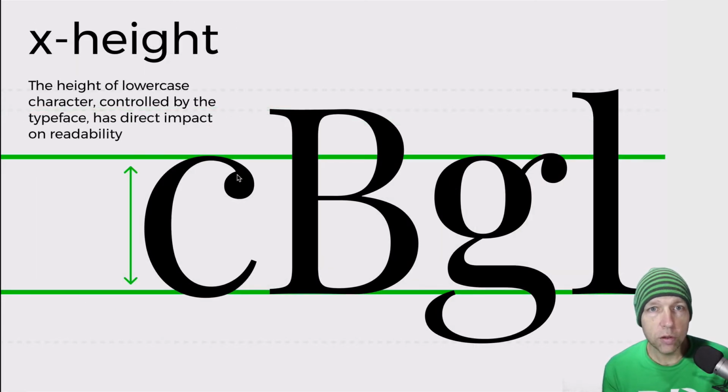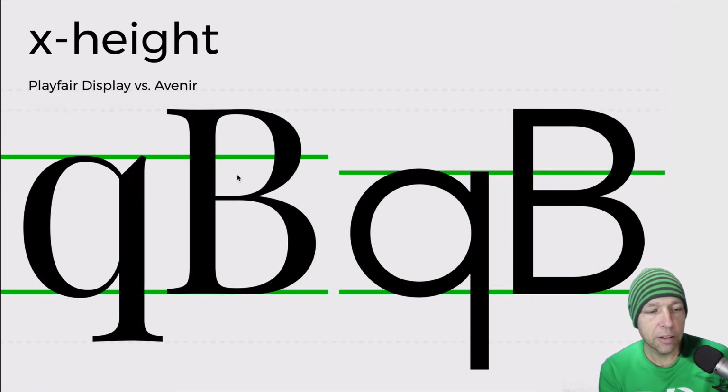X height. This is one of the first phrases that we saw in that original description. The X height is the height of all lowercase characters in a given typeface. What's important to realize is that the X height is unique per typeface, just like the cap height is unique per typeface. Let's take a quick look at that. Here's Playfair Display and Avenir. Avenir is a fantastic typeface, so is Playfair Display. But notice the difference in X height.